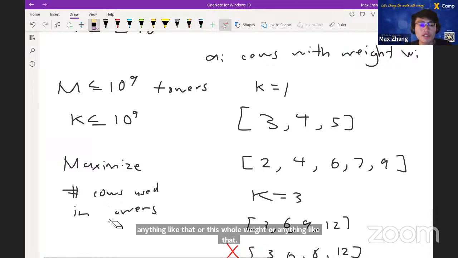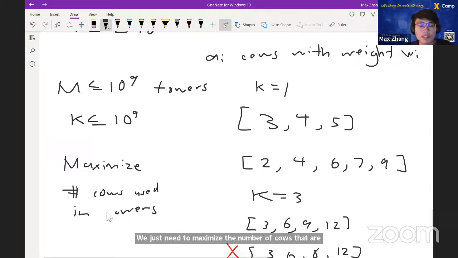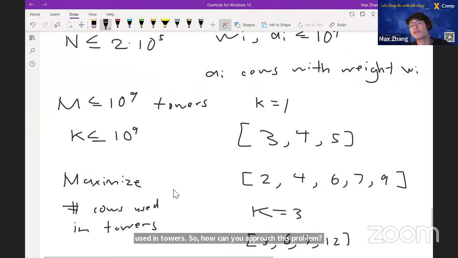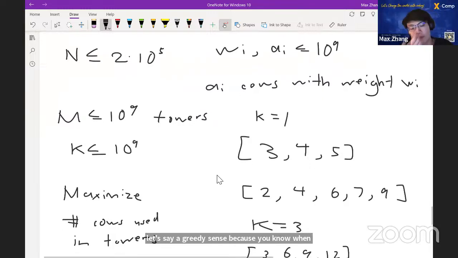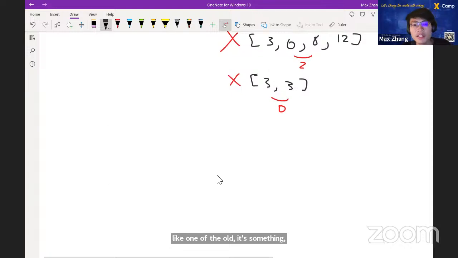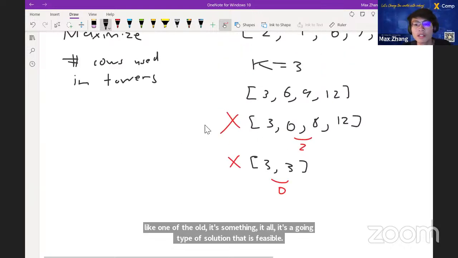So how can we approach this problem? There are a lot of parameters flying around, and it might be a little daunting at first to attack this problem head on. So we can try to reason about this in a greedy sense, because when constraints are large, typically a greedy solution is the only type of solution that is feasible. So let's say we consider building some towers.